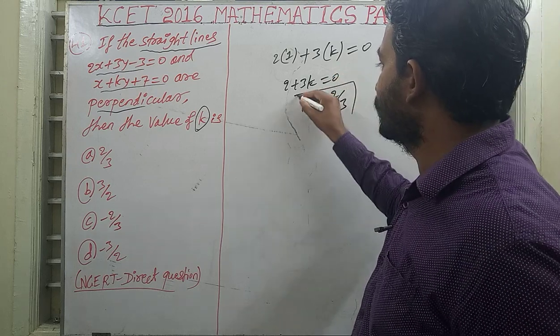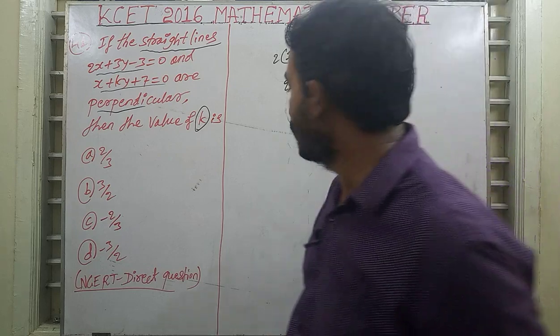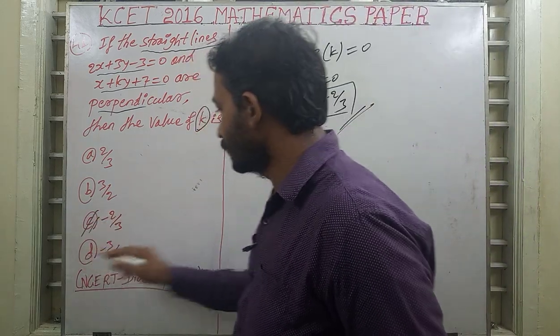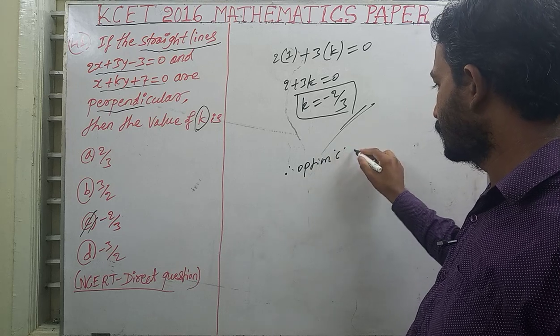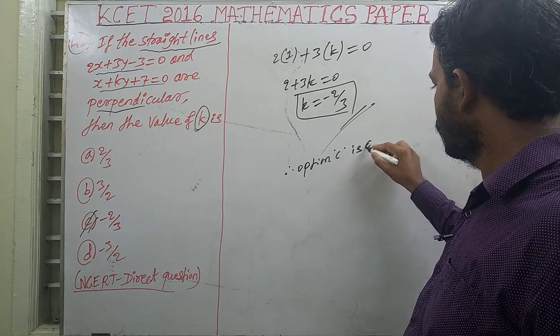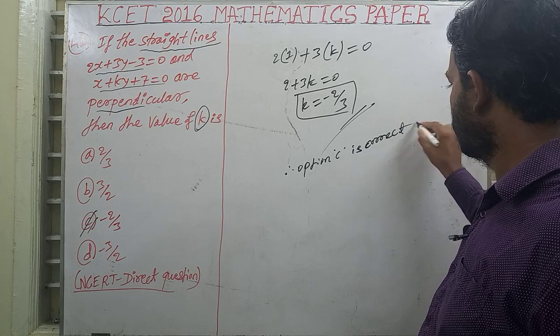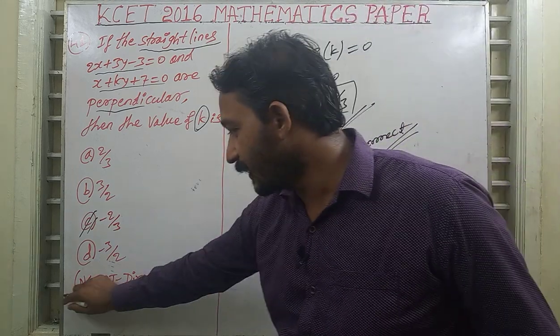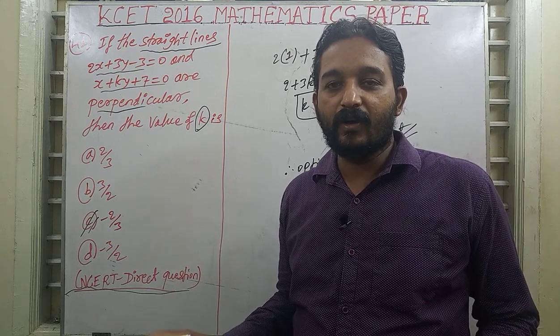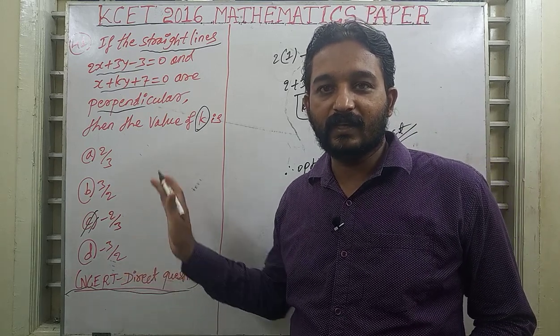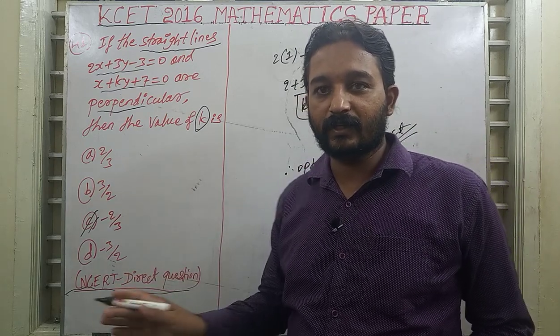Good answer. Option C is correct. So option C is the good answer. This is an NCERT direct question. All the students attend this question easily because they have already solved this question in the NCERT textbook.